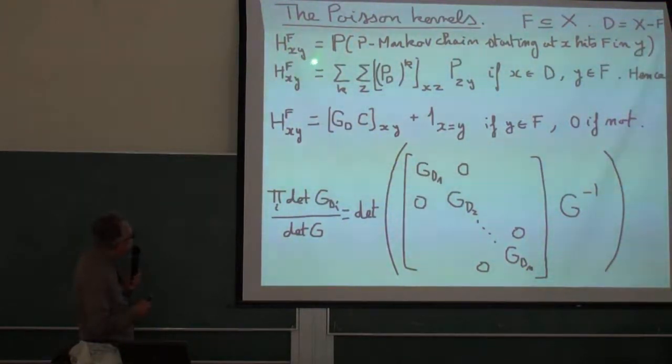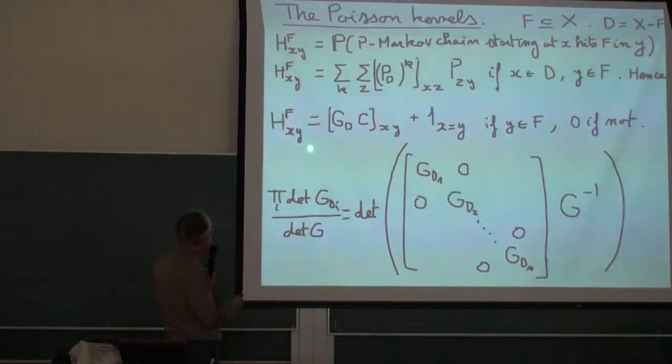you can compute the probability that the Markov chain starting at x hits F at y. I denote it H_F(x,y), and it is just the sum over k. So you look at all possibilities, essentially. In k steps, you stay in D, and then at step k plus 1, you jump to y. That's what it says. And so when you compute it, you find the Green function of the subset D, multiplied by the conductance, evaluated between x and y. And then it is 1 if x equals y, of course.